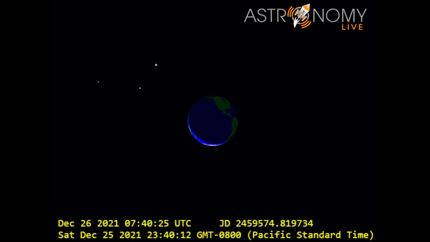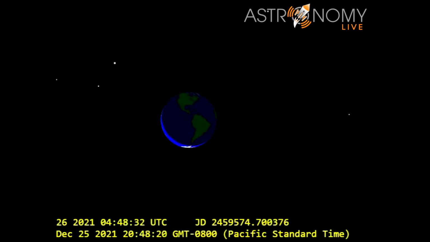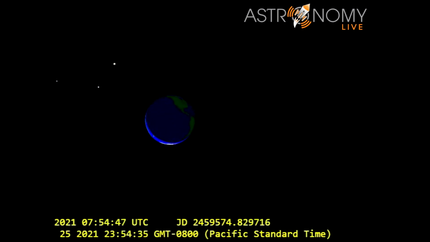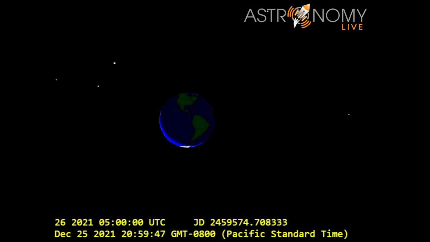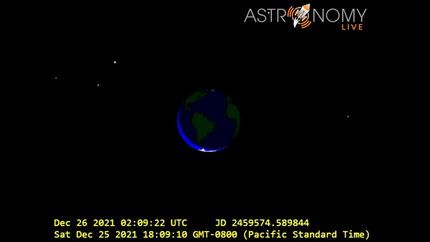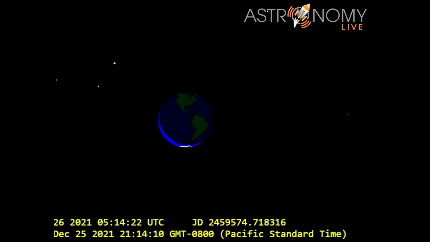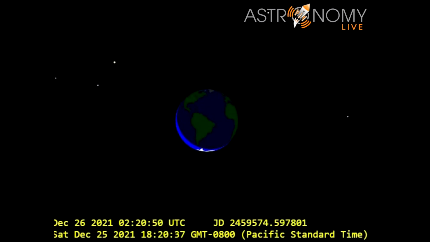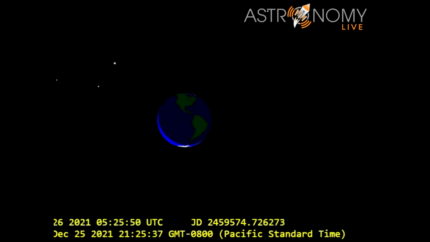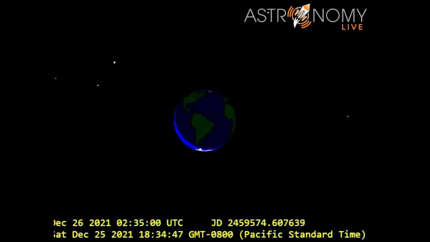Now let's stabilize this footage on the stars and take another look. You can see how Earth is moving relative to the background stars even as it's rotating. And what we were observing is how the telescope is moving relative to the background stars from the perspective of an observer at a stationary point on that rotating surface.